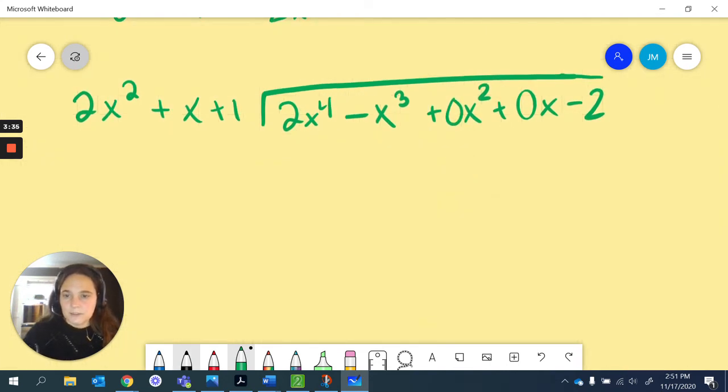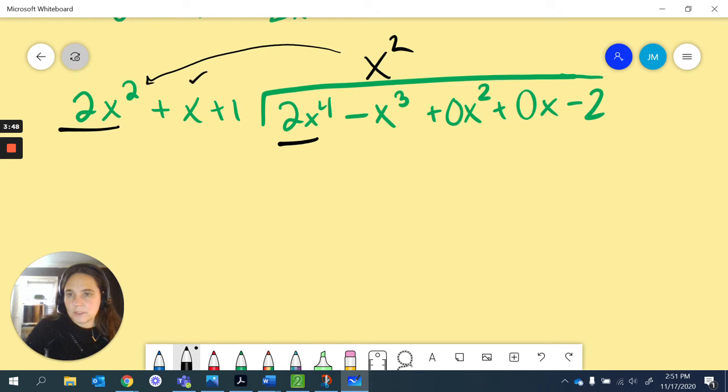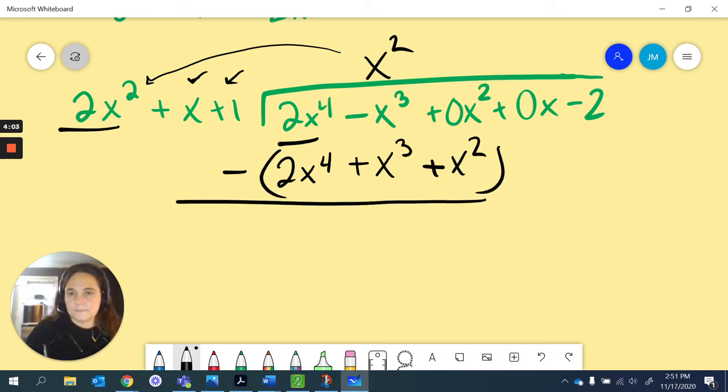All right, so we're going to start. We take our first term. What would I multiply 2x squared by to give me 2x to the fourth? That would be an x squared. Multiply all three. x squared times 2x squared is 2x to the fourth. x squared times x is a positive x cubed. x squared times 1 is a positive x squared. And we're going to subtract. 2x to the fourth minus 2x to the fourth is 0. Careful, a negative x cubed minus an x cubed is negative 2x cubed. 0x squared minus an x squared is negative x squared.